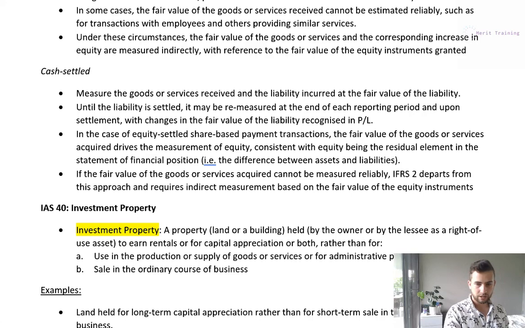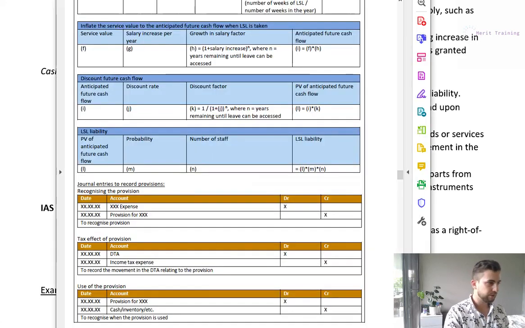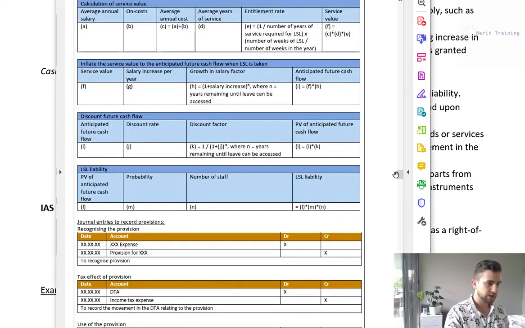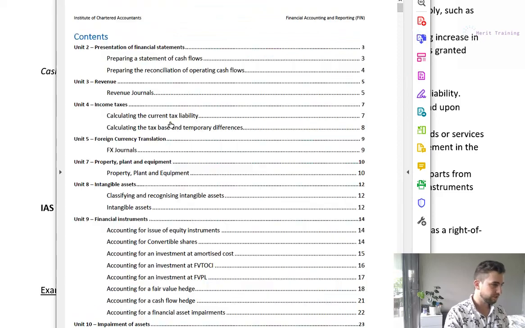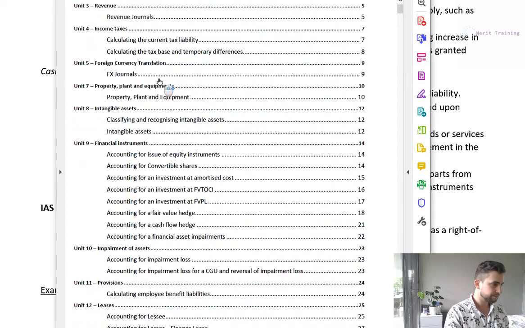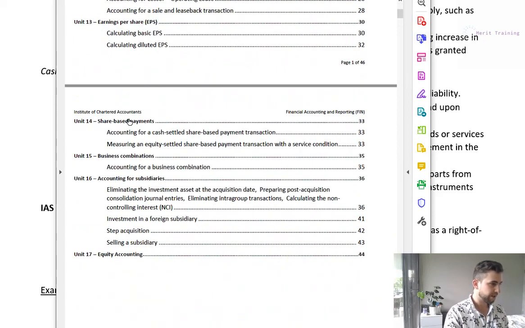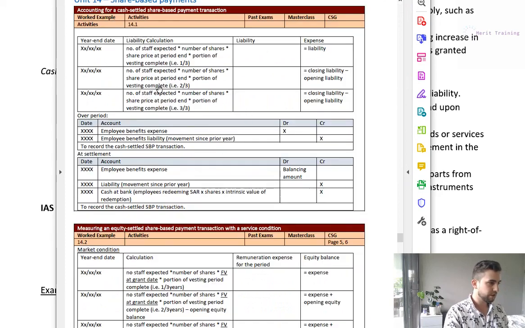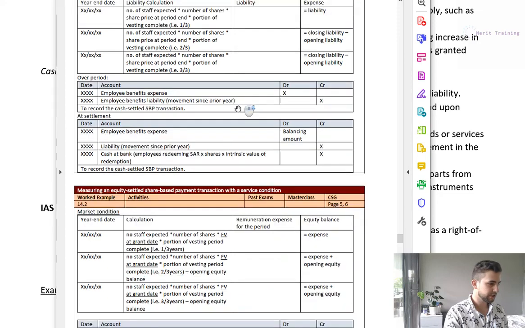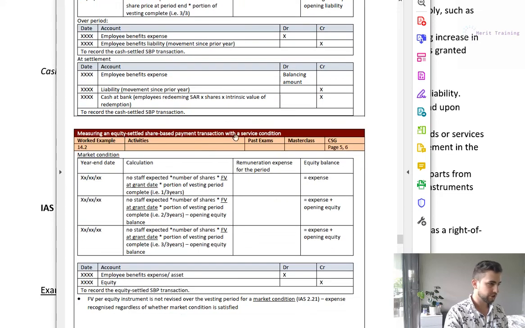So again, we can just refer to this template if you need to see the exact journals. I find this to be really helpful. All we need to do is just go to the contents and find share-based payments. Click on here. You can see the journals, and it's going to depend on whether it's a cash settled share-based transaction or an equity settled share-based transaction.